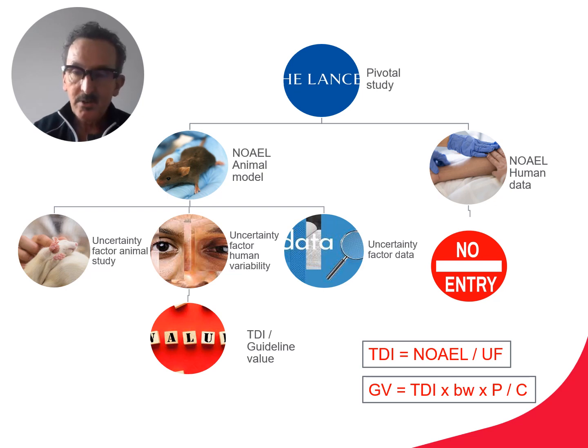And then the guideline value is the TDI multiplied by the body weight multiplied by P, which is the proportion of microcystin that we say can be attributed to drinking water, as opposed to other exposure routes like food or recreation, for instance. And we divide by C, which is the volume of drinking water taken in typically by an adult person per day. And the exact numbers of this box, I'll give them to you in a minute.